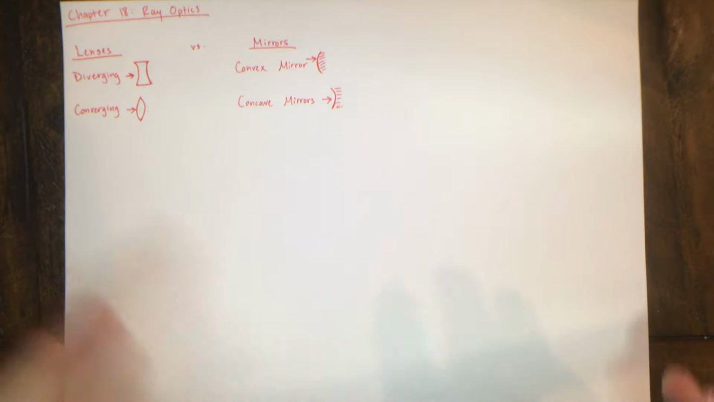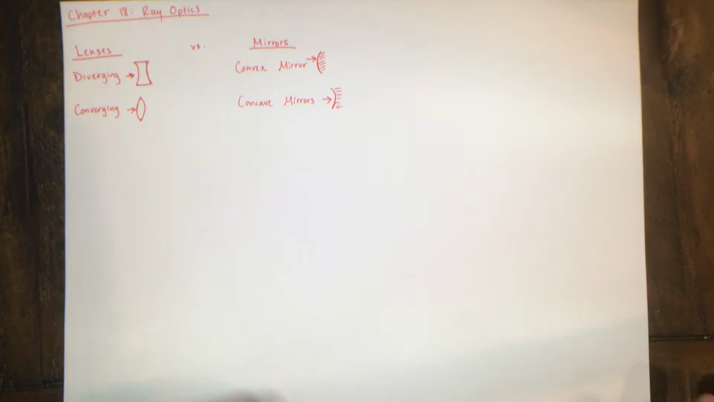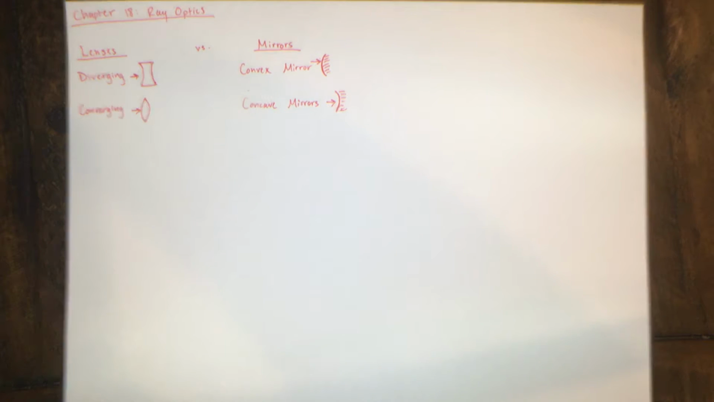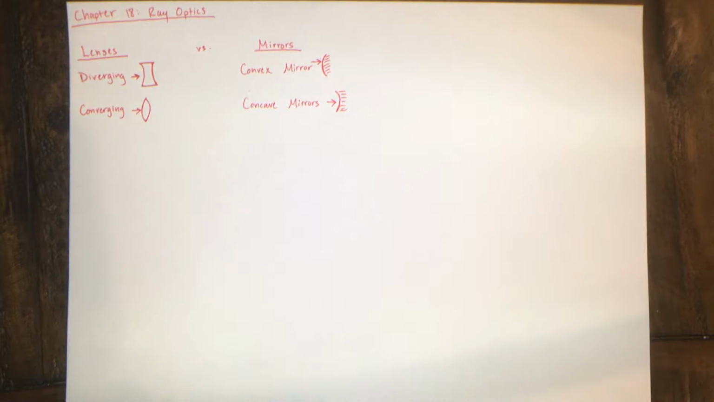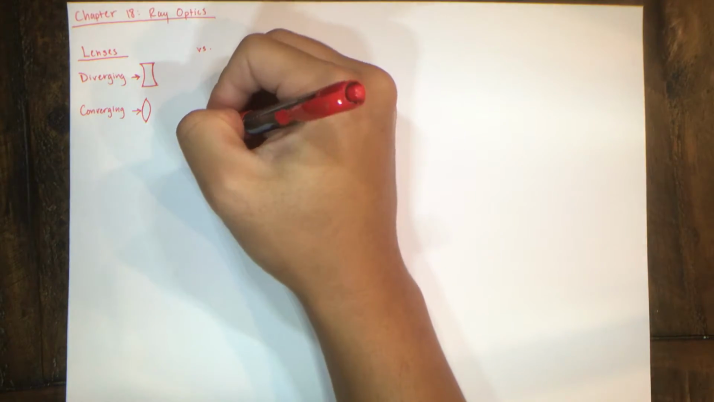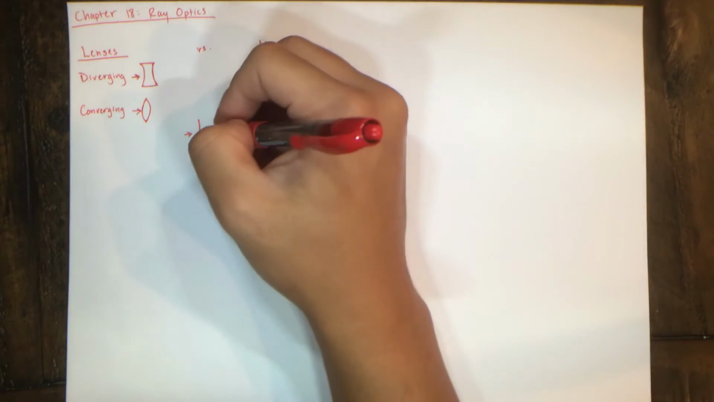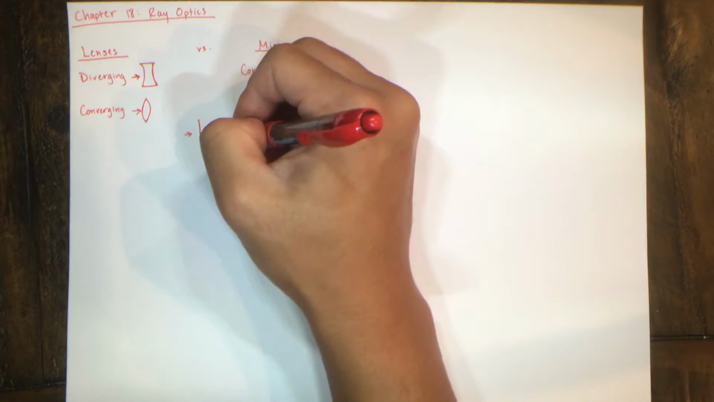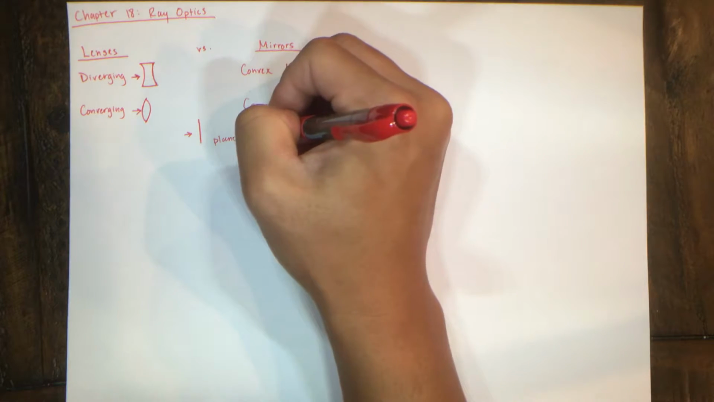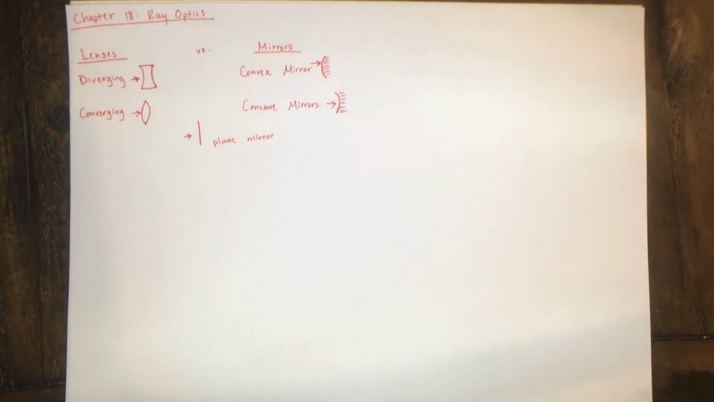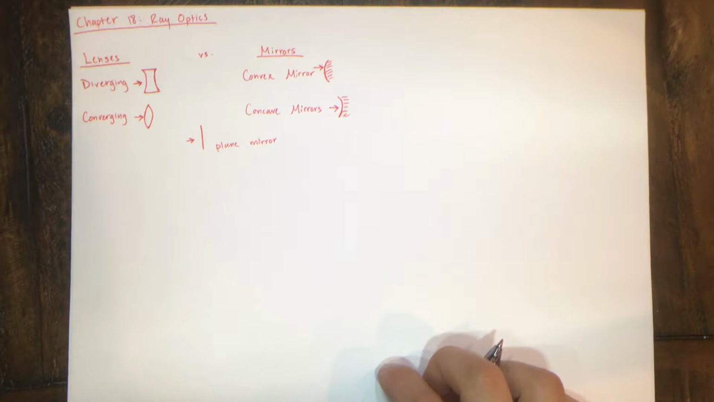So those are basically the four major components in chapter 18, essentially. We also have plane mirrors, which, as we know, is just like a mirror you would find in your household. It is just a straight line, basically, and light will go off of it this way. That's a plane mirror. But that's a relatively simple concept, so I won't be going over that.